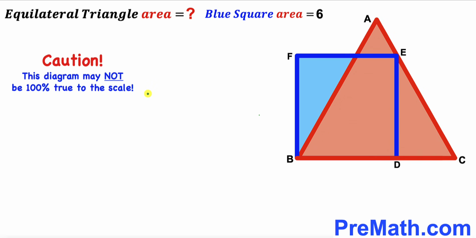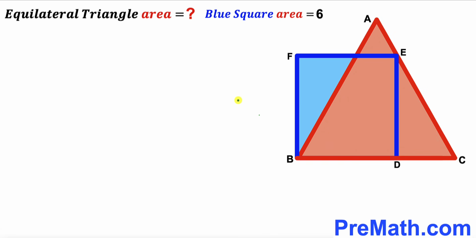Please keep in mind that this figure may not be 100% true to the scale. Let's go ahead and get started, and here's our very first step. Let's focus once again on this blue square BDEF, and we know the area of this blue square is 6 square units. Now our task is to find the side lengths of this blue square.